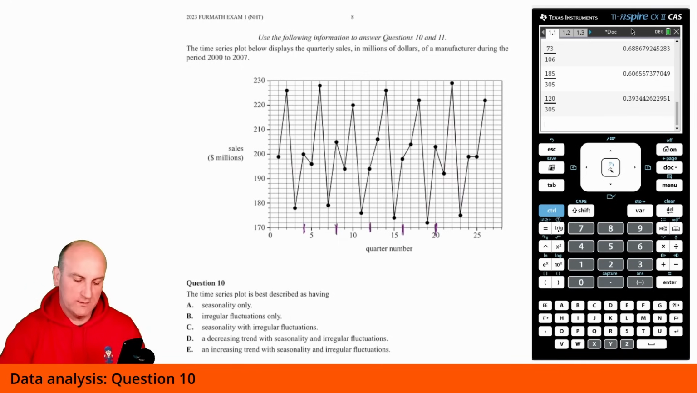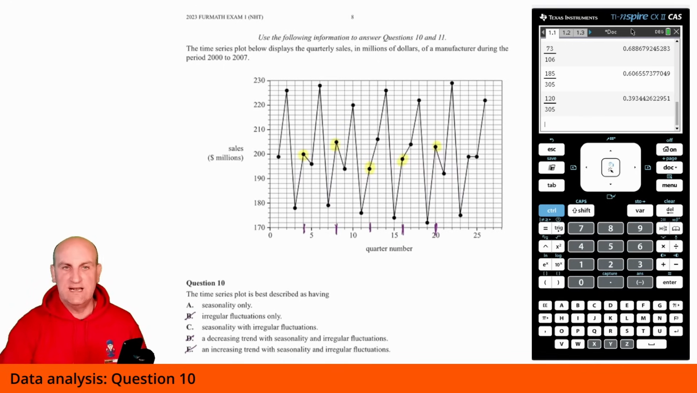Right, okay then, so what I'm going to do is just highlight dots on each of those lines. There's a dot, there's a dot, there's a dot, and there's a dot, and there's a dot. And the reason I'm doing this is because seasonality basically has to repeat over a time period of less than 1 year, or a year or less. So irregular fluctuations only. Nope, it wants the best one, so we're not going to say that. A decreasing trend. Absolutely, you can't see there's a decreasing or an increasing trend, so I'm going to get rid of those. Seasonality only.